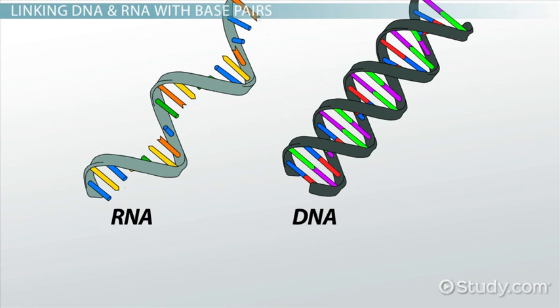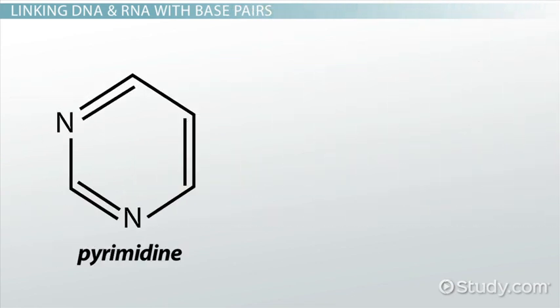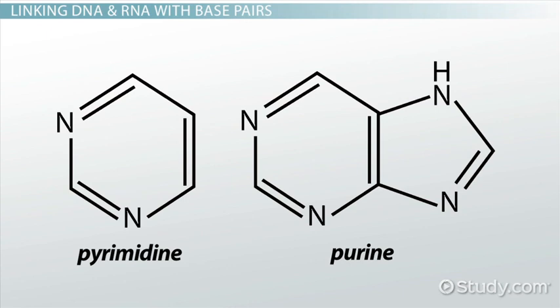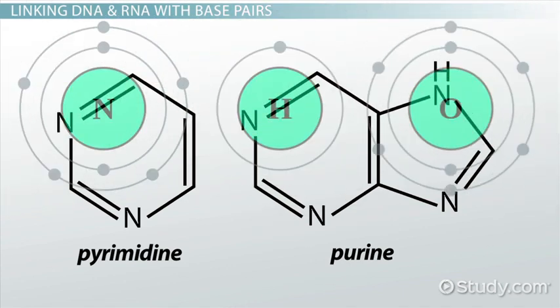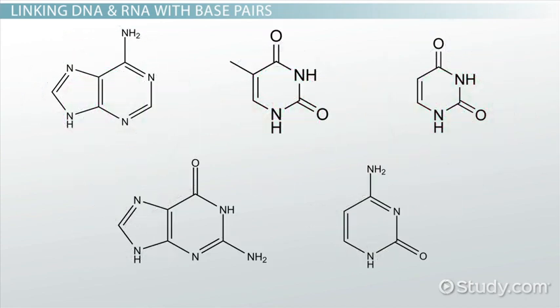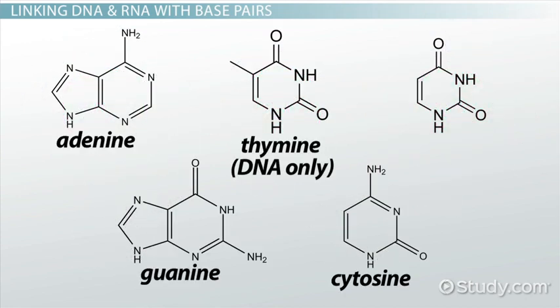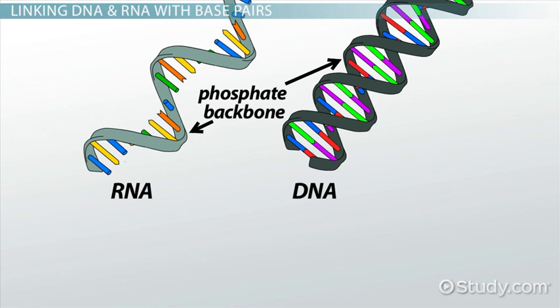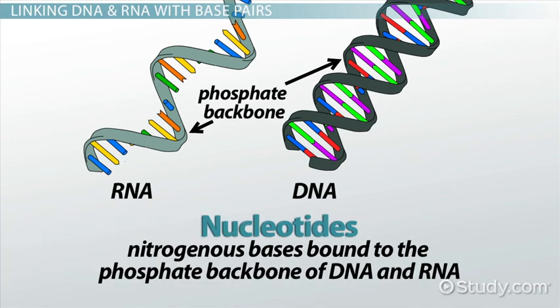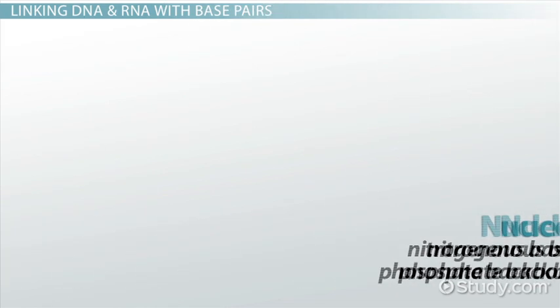These bases are formed starting with either the single-ring pyrimidine or the double-ring purine. Then some extra nitrogen, hydrogen, or oxygen atoms are added on to the basic ring to make the nitrogenous bases: adenine, guanine, cytosine, thymine, DNA only, or uracil, RNA only. When bound to the phosphate backbone of DNA and RNA, the nitrogenous bases are called nucleotides.